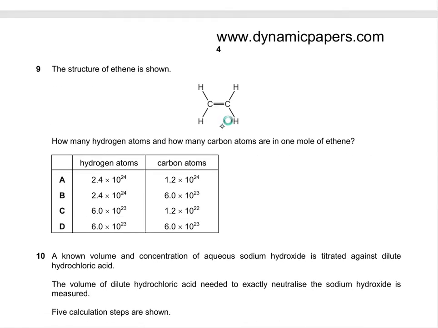The structure of ethene is shown. How many hydrogen atoms and how many carbon atoms are there in 1 mole? To calculate the number of atoms in 1 mole, we use the Avogadro's constant, which is 6.02 times 10 to the power of 23. So to calculate the number of atoms in 1 mole, we need to know how many atoms of carbon. We have 2 carbons here, so 2 times the Avogadro constant is the number of atoms in 1 mole of carbon.